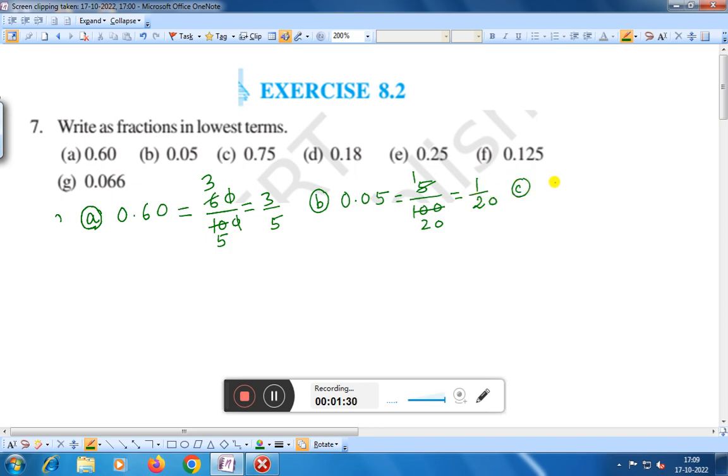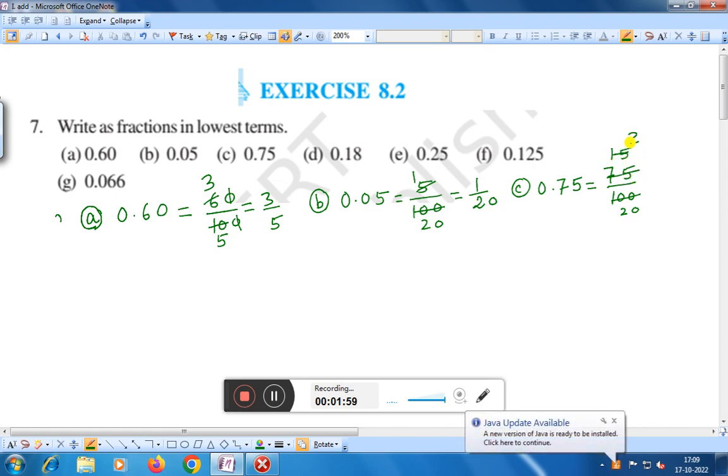Now question number C is equal to 0.75. That is equal to 75 by 100. We divide this by 25, 5 by 5, and 5 1s are 5, 5 5s are 25, 5 2s are 10, it is 0, and again by 5, 5 3s are 15, and 5 4s are 20. That means we are getting here 3 by 4.